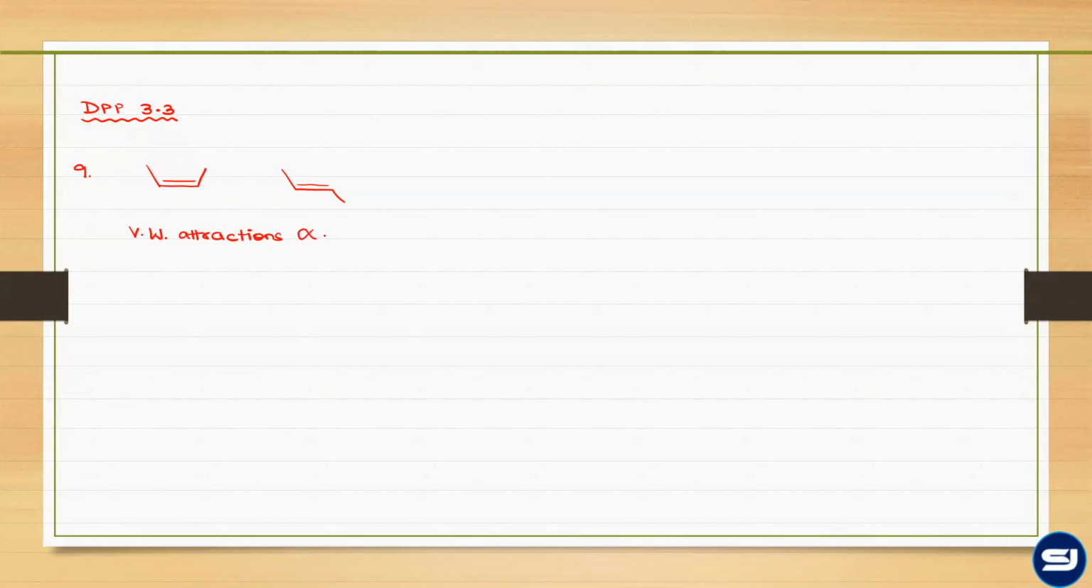Molar mass. We know that in organic chemistry, down the group, as the molar mass increases, the van der Waals attractions become stronger. So now, if we have cis and trans butene, will there be a difference in the van der Waals attractions? No, they both will have similar van der Waals attraction. So option A is correct.